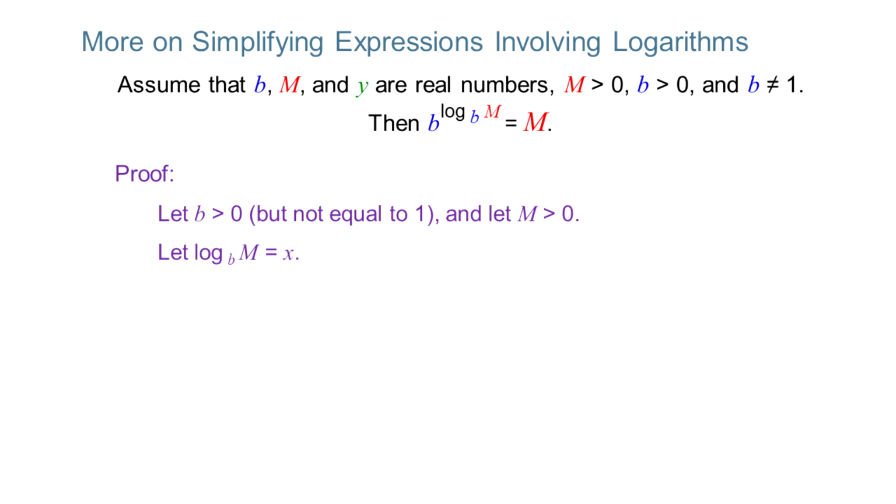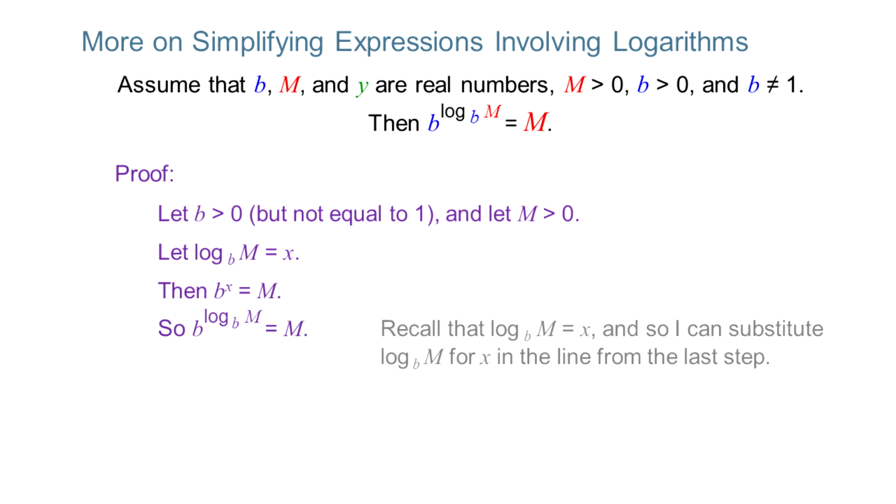I'm going to start by letting b and m represent numbers greater than 0, but b cannot equal 1. I'm going to let x equal log base b of m. I can write the last line in its exponential form by writing b to the power of x is equal to m. And then, since I said that x is equal to log base b of m, I can change the x from the last line to log base b of m. Since this gives us the rule at the top of the page, I can now say that this rule must be a valid rule.